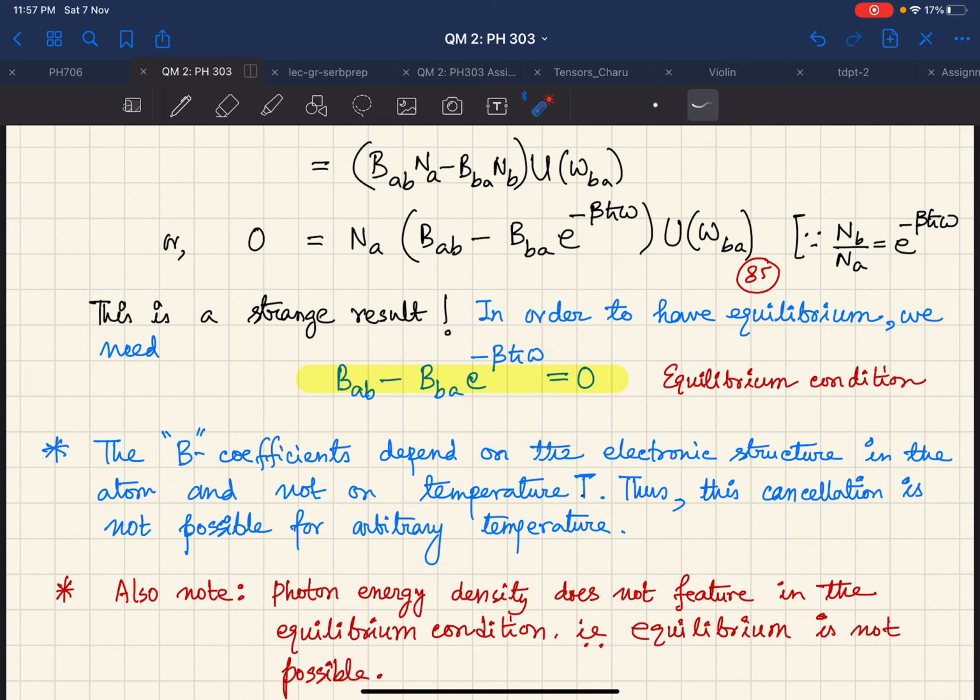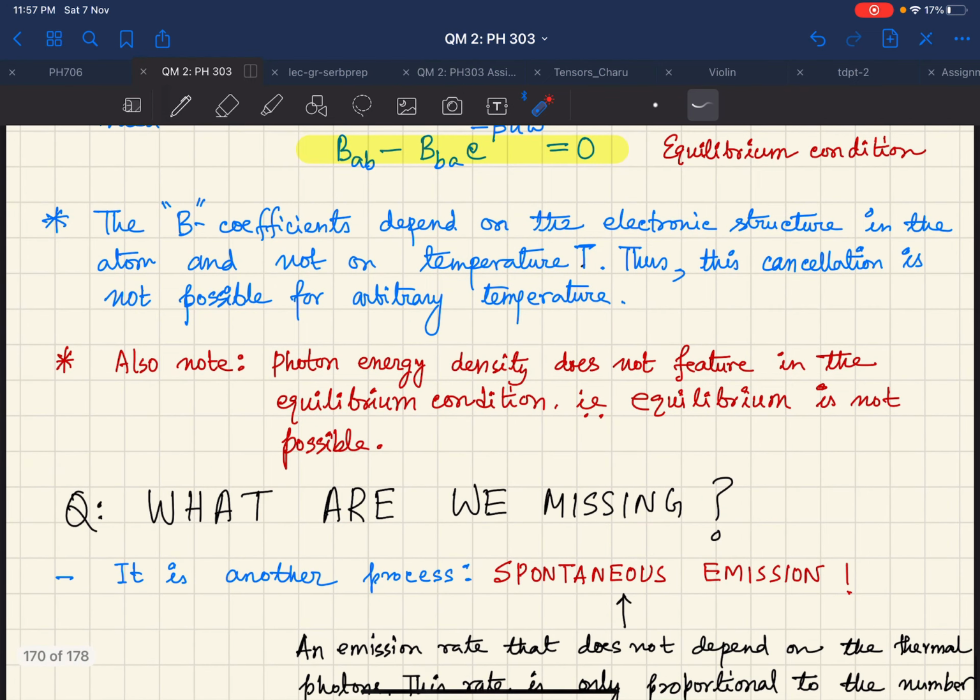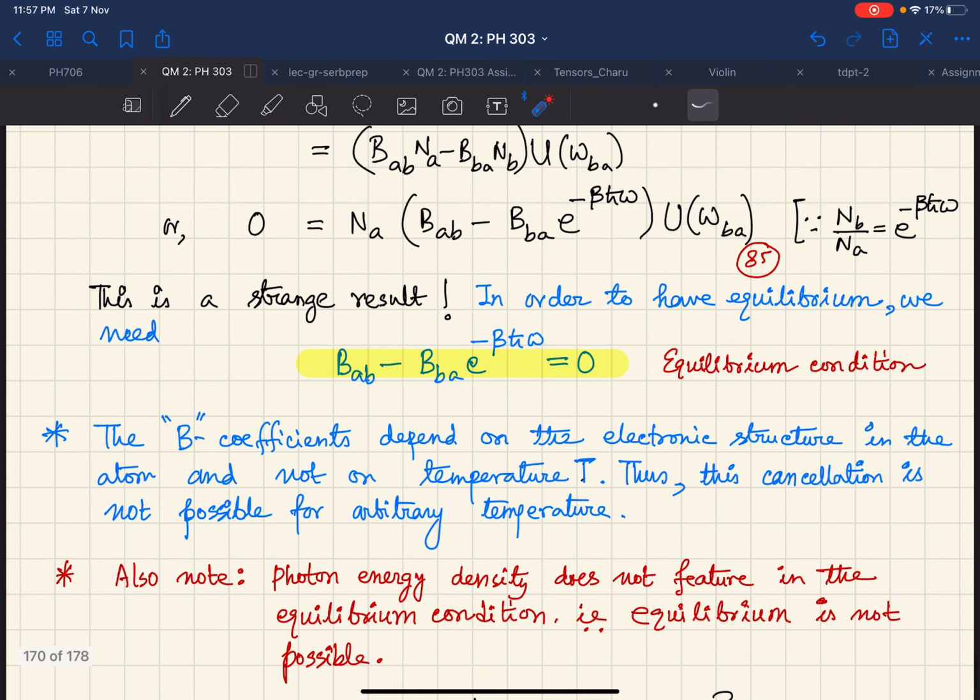That means therefore the transition is in trouble. Also, you have to note that the photon energy density is not featuring in the equilibrium condition. That means equilibrium is also not possible. So we are in some problem for which we really do not have the answer at the moment, and we will discuss the answer in the next class.